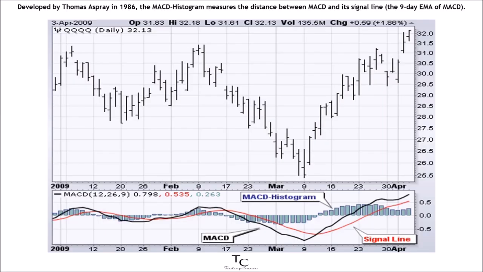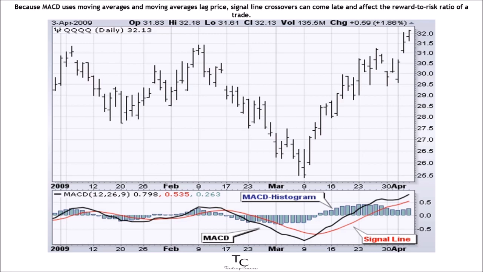Developed by Thomas Aspray in 1986, the MACD histogram measures the distance between MACD and its signal line, which is the 9-day EMA of MACD. Like MACD, the MACD histogram is also an oscillator that fluctuates above and below the zero line. Aspray developed the MACD histogram to anticipate signal line crossovers in MACD.